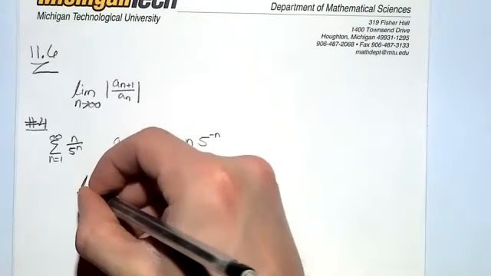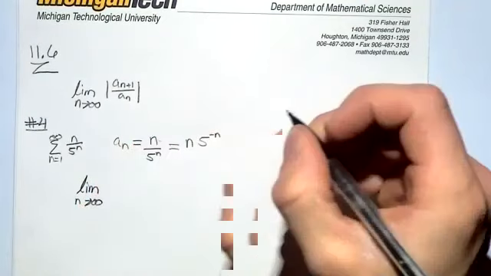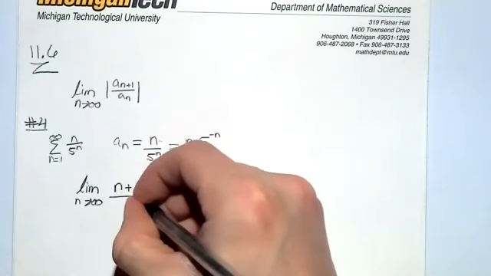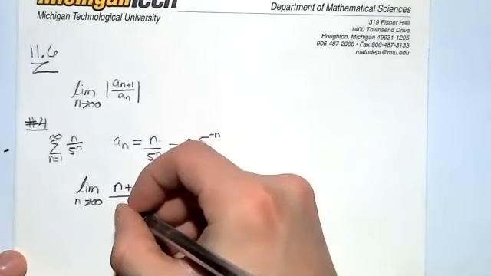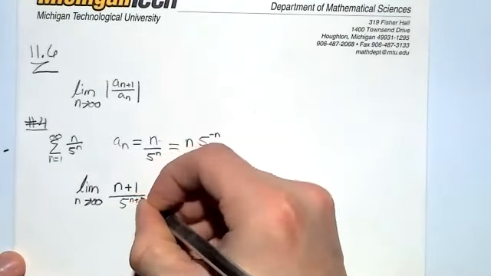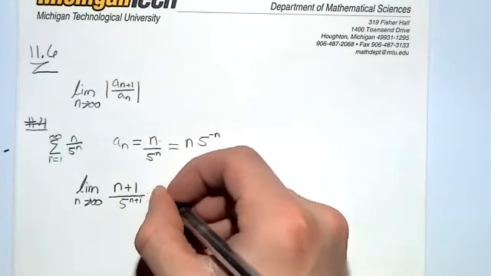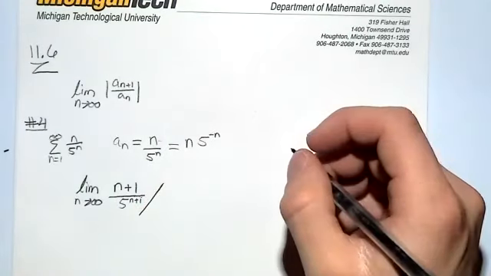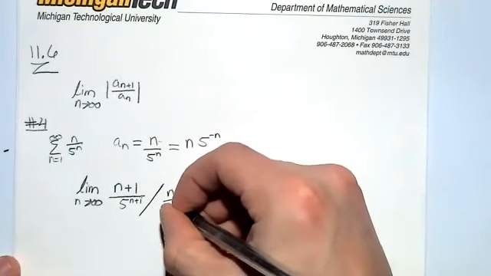So let's do it. We got the limit as n approaches infinity of a sub n plus 1. So we're going to have n plus 1 divided by 5 to the n plus 1. And that's all going to be divided by, I'm going to do it this way, and then I'm going to rewrite it, just a sub n. So then we're just left with n over 5 to the n.